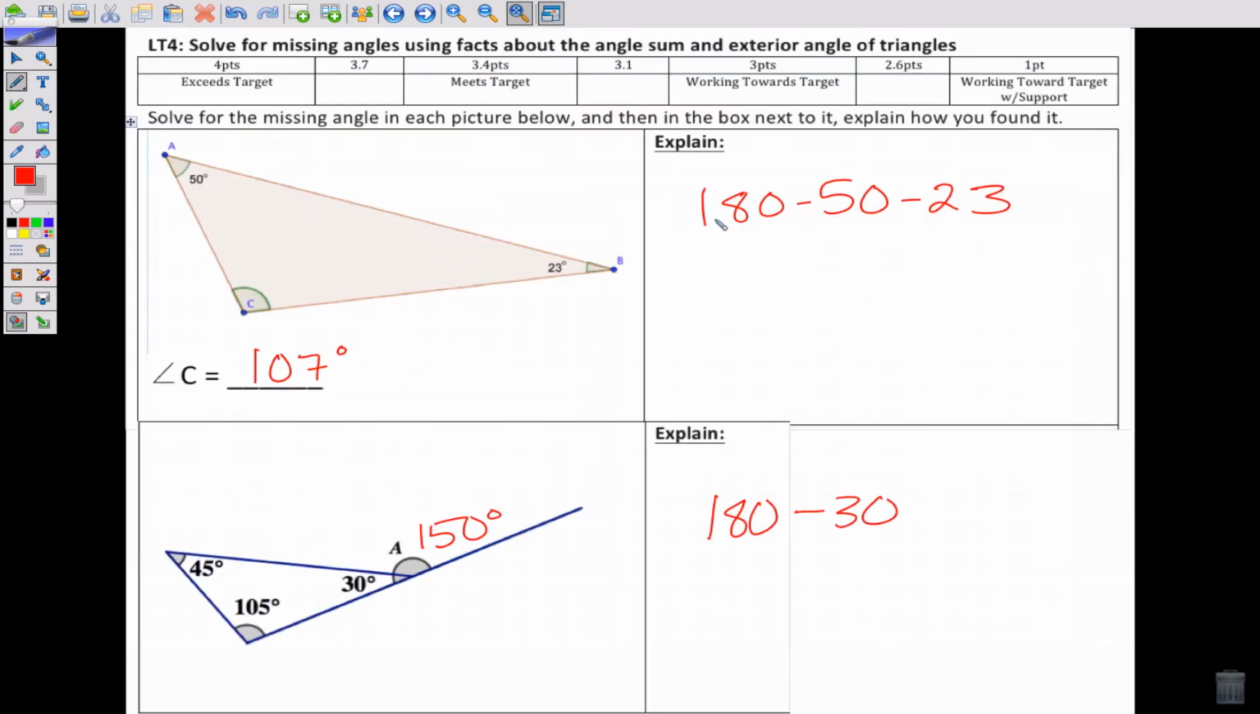If you remember, a triangle adds up to 180, so if you take 180 and minus 50 and minus 23, this C should be 107. And then here also a straight line adds up to 180. So we know 30 plus this is going to equal 180. So 180 minus that 30 is 150.